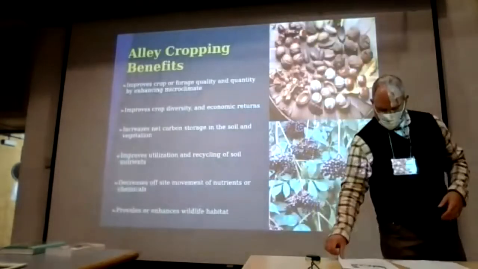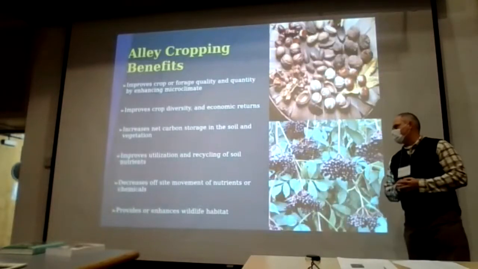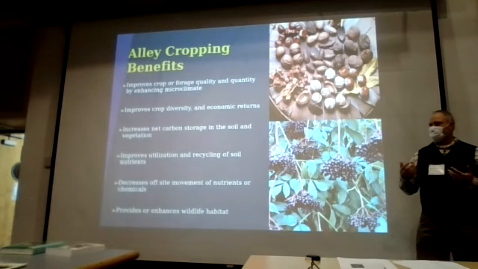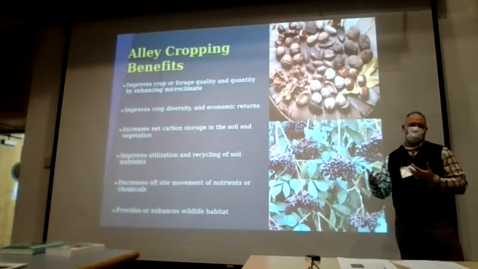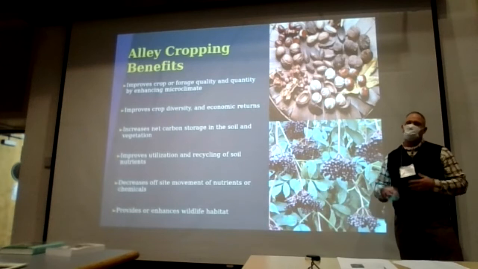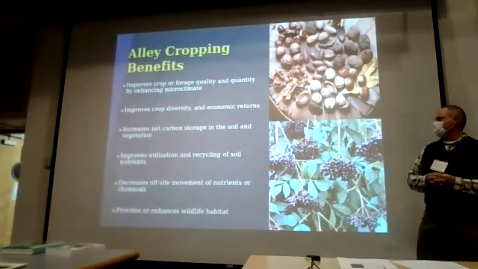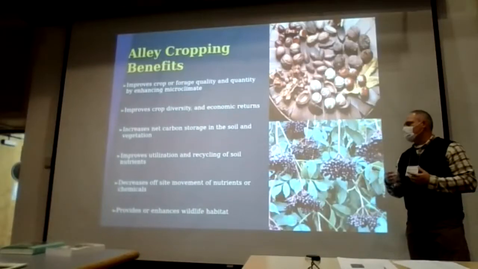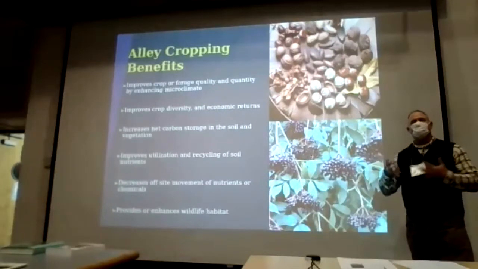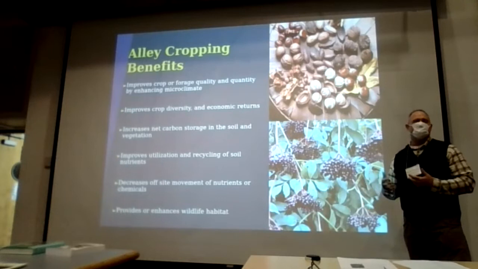All right, next. So, the benefits for alley cropping, really, it comes down to, you're going to hear this quite a bit with many of the practices of agroforestry. It does provide additional diversity, additional wildlife and pollinator habitat. But it also, you're creating a microclimate. Whenever you plant a tree or a shrub, you are changing that system.